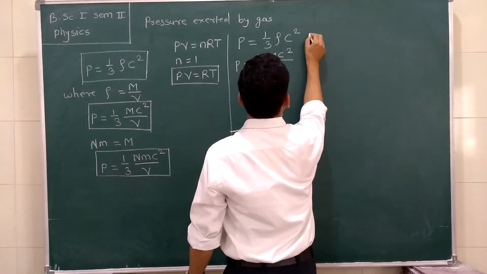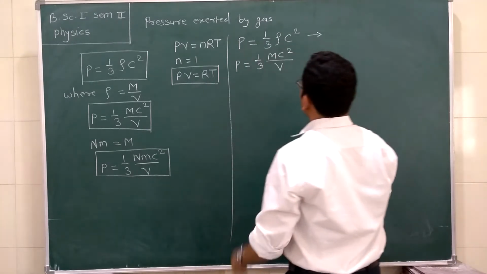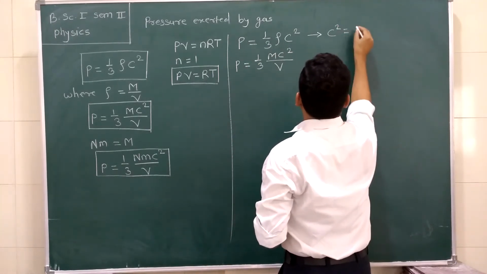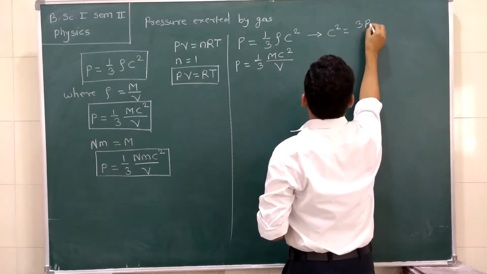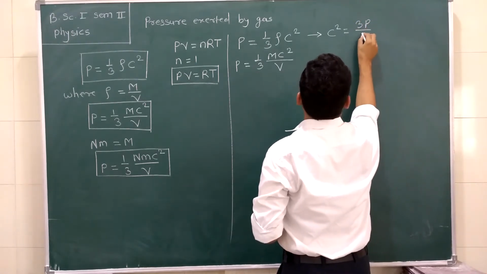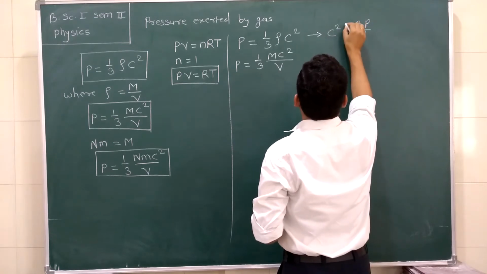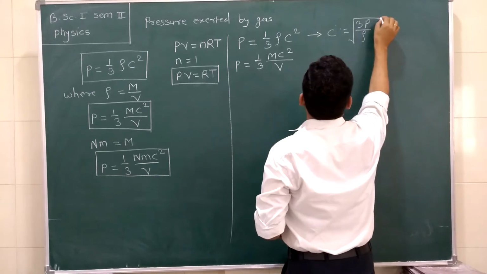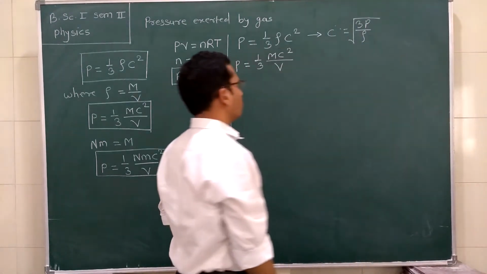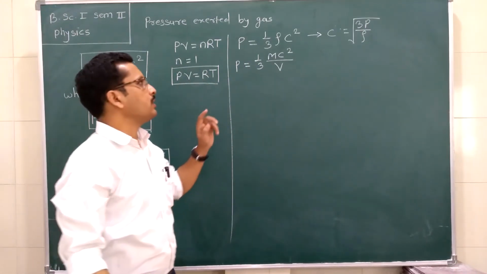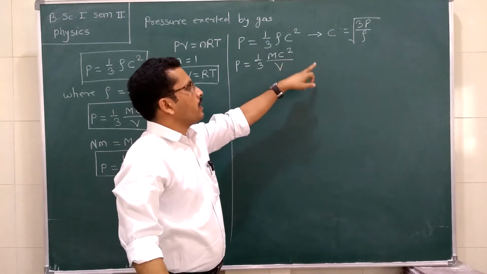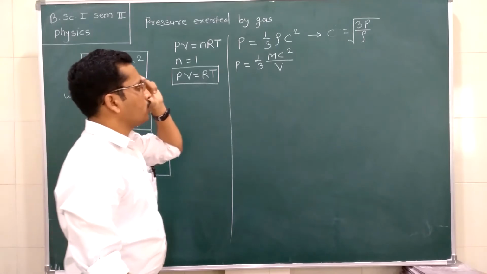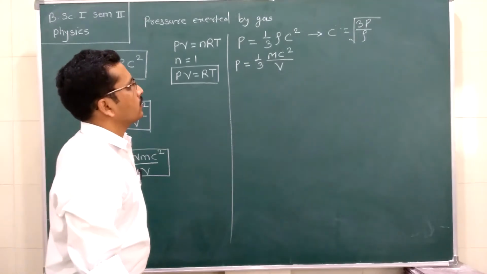Now from this equation we can write C² = 3P divided by ρ, and if we want C only, then we can write C = √(3P/ρ). So this is the first equation for the RMS velocity of the gas molecules having pressure P and density ρ.